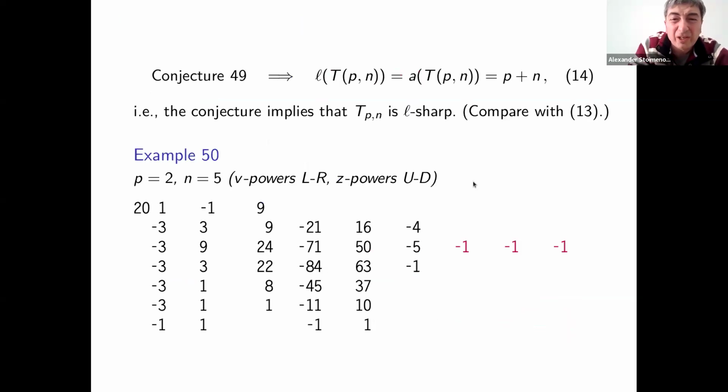So if you see this example, you see that there is this minus 1, minus 1, minus 1 that occurs on the right, and this is what this purple term contributes. So this is kind of a panhandle, and the conjecture is that this always occurs. So this in particular would imply that the TPN is L sharp.